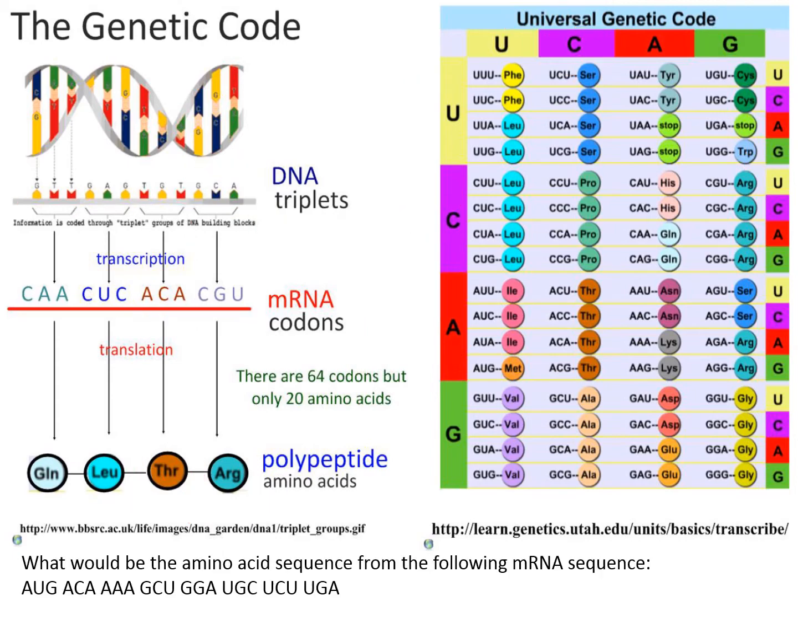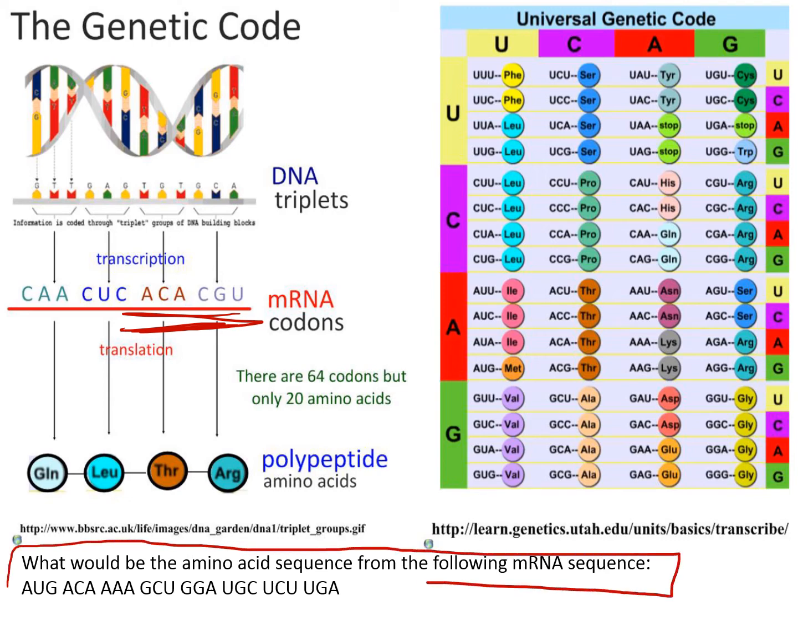And if you'd like to take a crack at decoding the message in messenger RNA, well, I already did this one for you. So what about the sequence at the bottom? What would be the amino acid sequence from the following mRNA sequence right here? Starting is AUG, then ACA, then AAA, then GCU, and so forth. You can pause the video and see if you can figure it out. Pause it now because I'm now going to show you the answer. All right, so if you didn't pause it, you lost your shot. Here we go. Here's the answer.